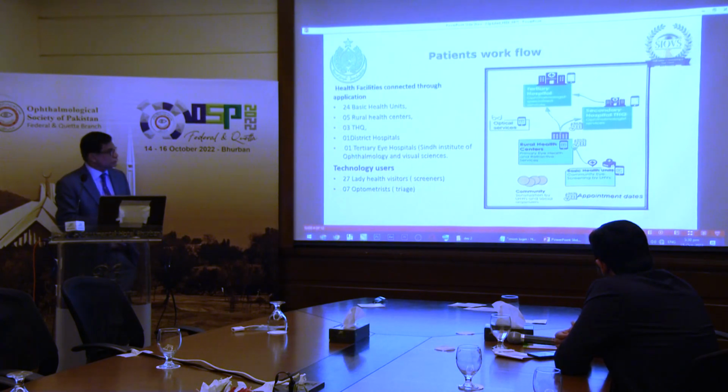Now that is the patient workflow. How did it work? The health facilities connected through an application. There were 24 basic health units, 5 rural health centers, 3 THQs, district eye hospitals and a tertiary eye hospital. Technology users were 27 Lady Health visitors, who were the screeners, and 7 optometrists, who were at the triage level.